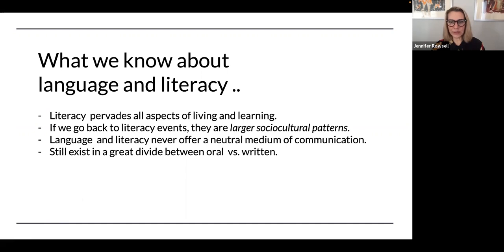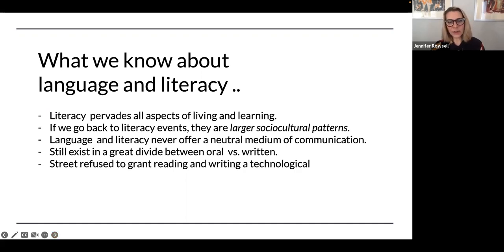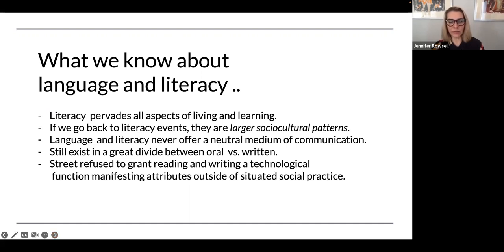So the oral versus written is an opportunity to think about certainly oral storytelling, but visuals and what they call kineconic modes, like moving image and obviously digital and hypertext. And Brian Street refused to grant reading and writing as a technological function, manifesting attributes outside of a social practice. So that's a sort of fancy way of saying that pushing against that notion of technology determinism. So here's a screen, therefore we're digital.